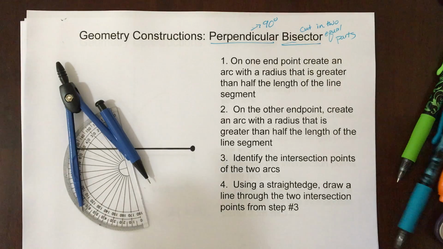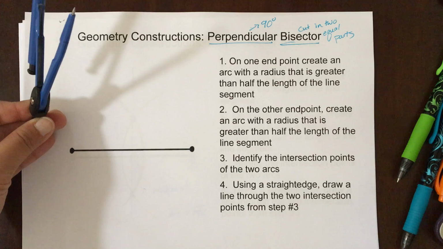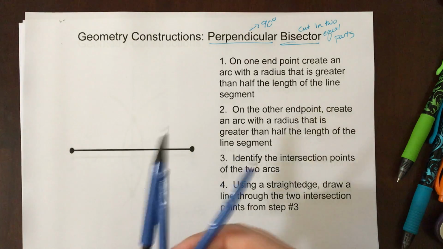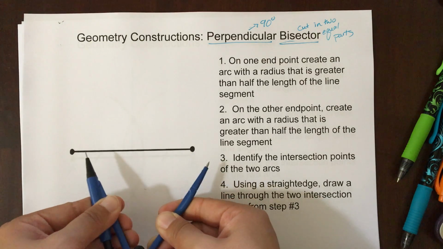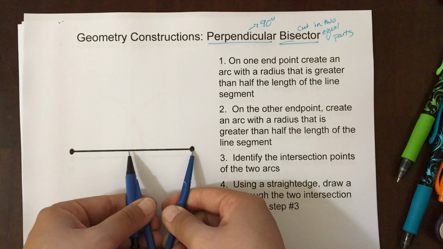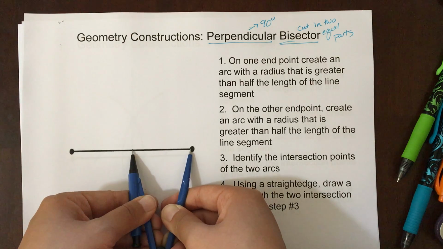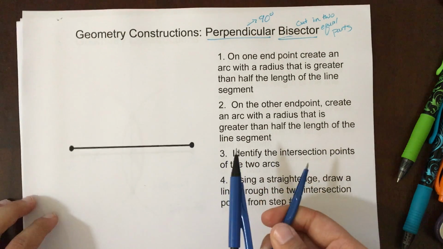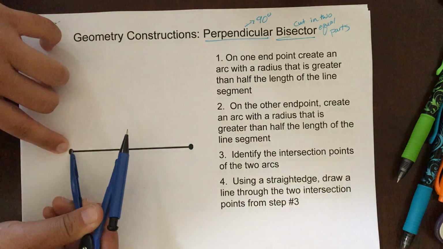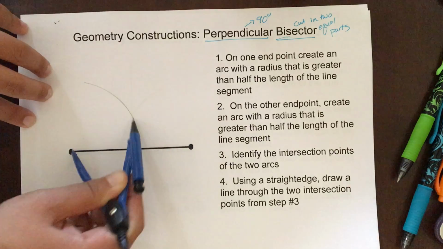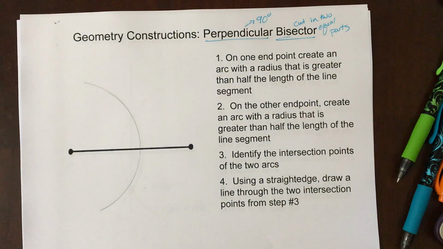Usually just one. On one endpoint, create an arc with a radius that is greater than half the length of the line segment. Well, this is the length of the line segment, and I have to eyeball what is bigger than half. It looks a little bit bigger than a half. Like maybe that's a half and that's a little bit bigger. So I'm going to go with that. I'm going to put my needle on one endpoint and draw in an arc. Looks like a pretty nice arc.